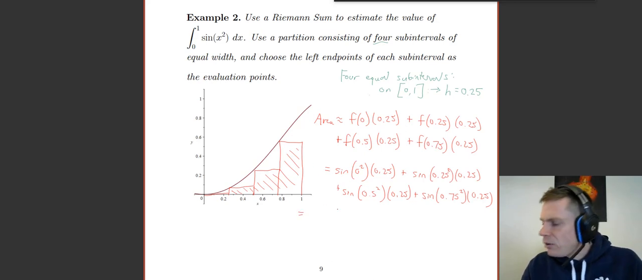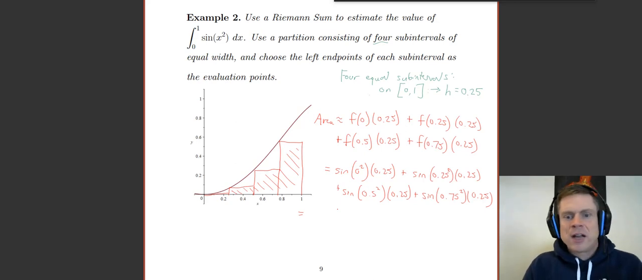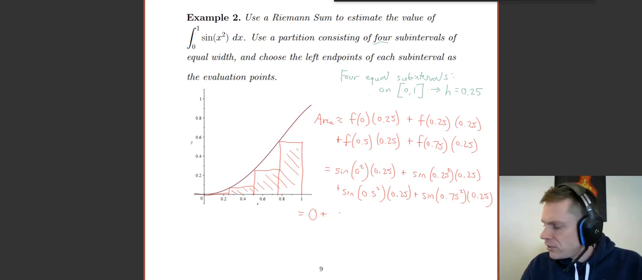If you work this out, I just plunked these into a calculator. The first one's easy, right, sine of 0, 0. So the first rectangle has zero area, you can see that in the picture, no problem. The second one, as we go across, we get little contributions here. I worked these out in advance.